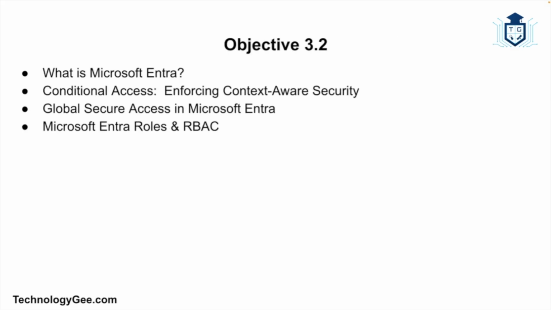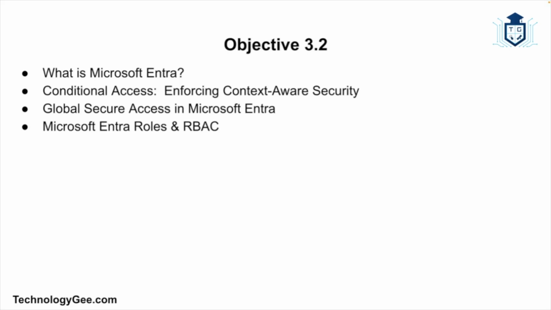All right, so in conclusion, Microsoft Entra's access management capabilities empower organizations to secure their digital environments while enabling productivity. Conditional access enforces dynamic, context-aware security policies. Global secure access delivers seamless and secure access to resources. And role-based access control simplifies the management of permissions through role-based assignments.